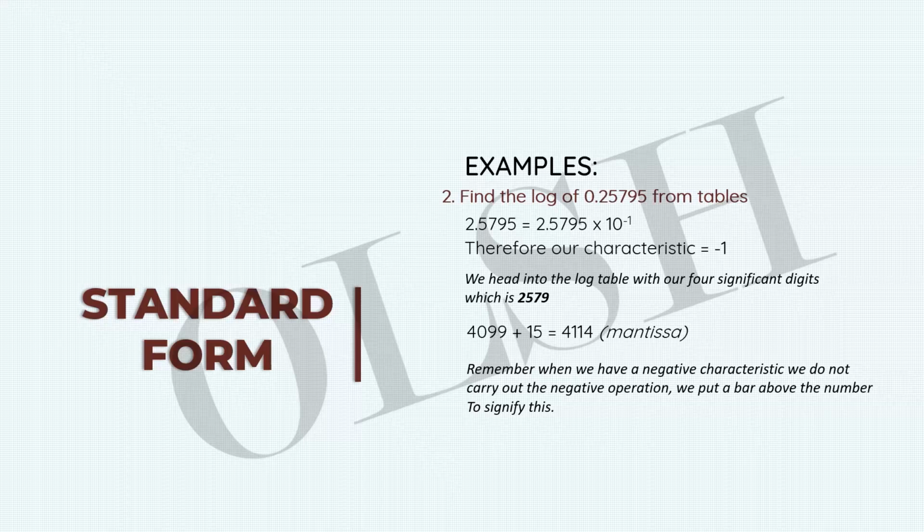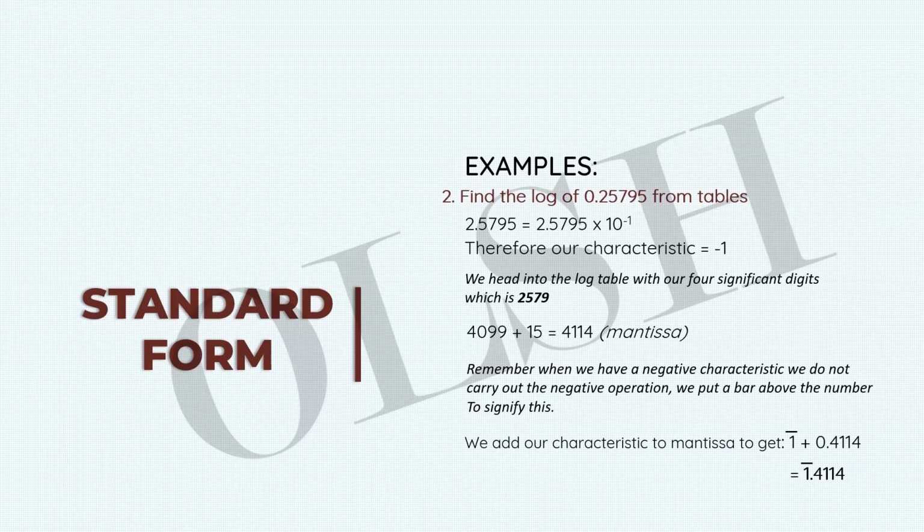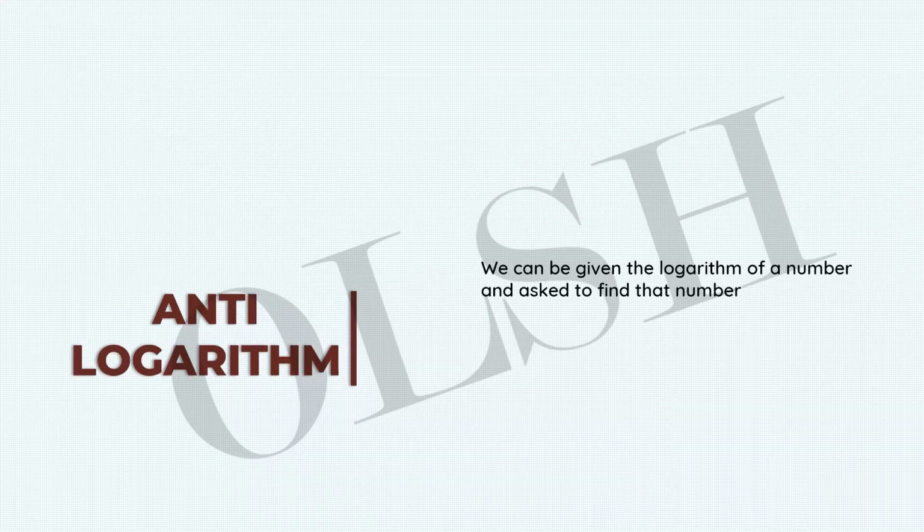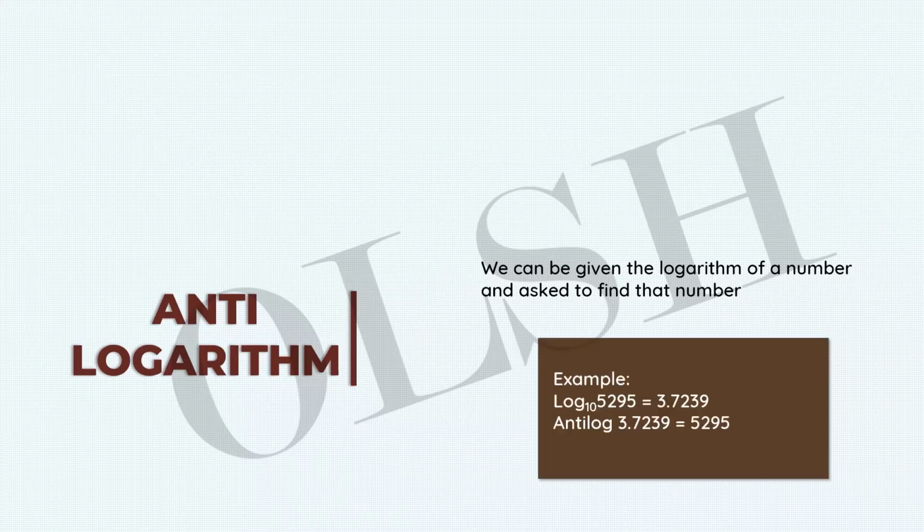It's good to remember that whenever we have a negative characteristic, we don't carry out the negative operation. What we do is put a bar above the characteristic to signify that it's negative. So if we do that here, we're going to have bar 1 plus 0.4114, which will give us bar 1.4114.